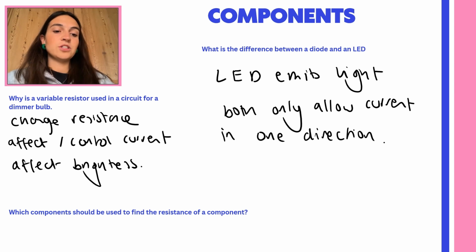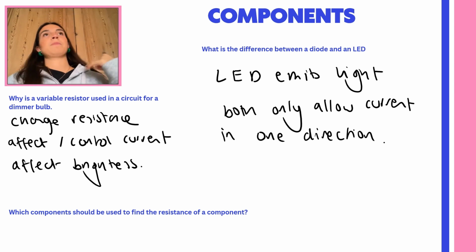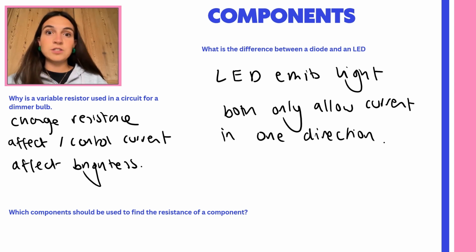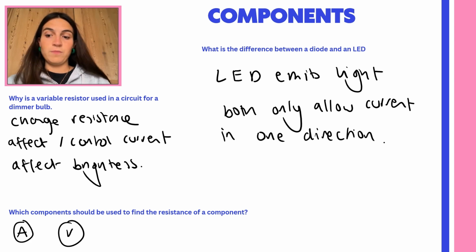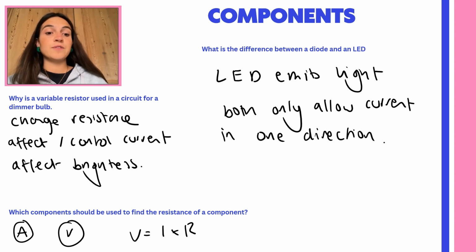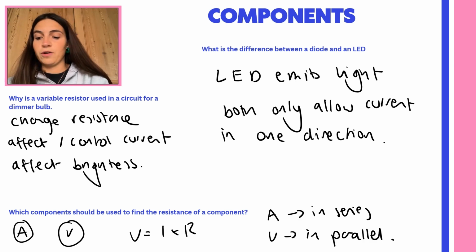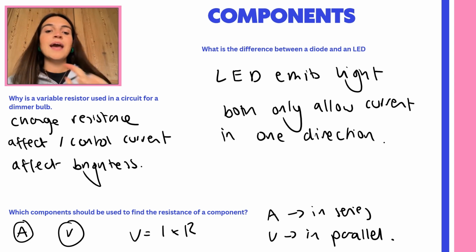Okay, which component should be used to find the resistance of a component? So calculating the resistance, we'll do in much more detail in the upcoming topics. I just thought it was worth mentioning here because it gets asked quite a lot. So you're going to need an ammeter and a voltmeter, because your resistance, or how to calculate it, involves this equation here and involves therefore finding voltage and current of your components. Remember to state that your ammeter should be in series with the component and your voltmeter should be in parallel with the component.